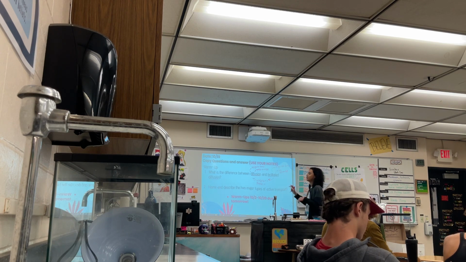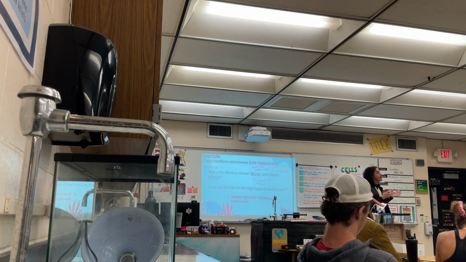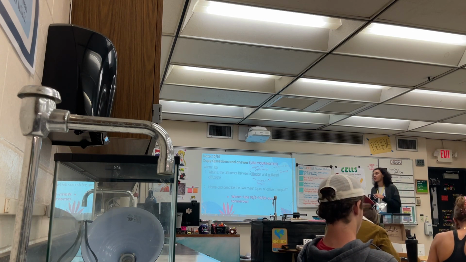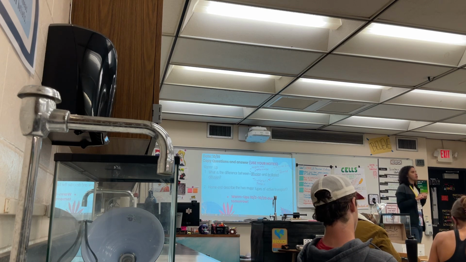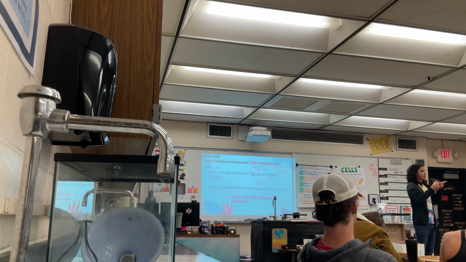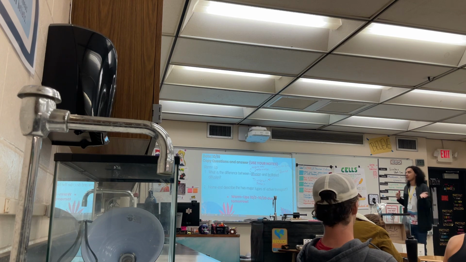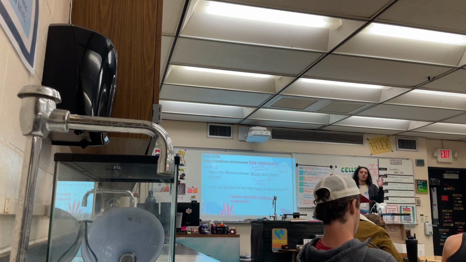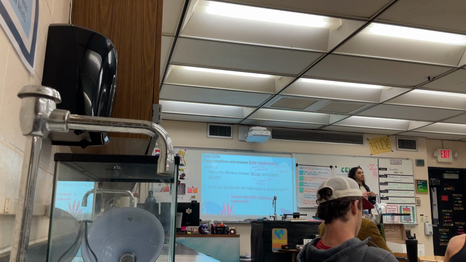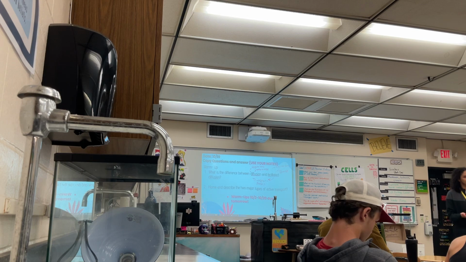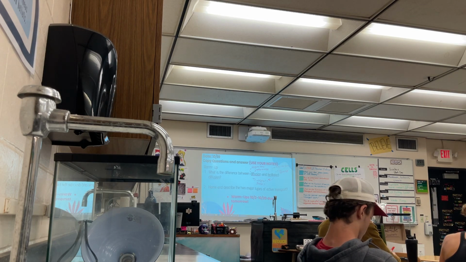Okay, so on to the second question. Name and describe the two major types of active transport. So now we're on to transport that requires energy, not passive transport. So what are the two? Yes, endocytosis and exocytosis. Endocytosis does what? The membrane folds in and forms a vesicle. The membrane brings things from the outside in by folding, like you were saying.